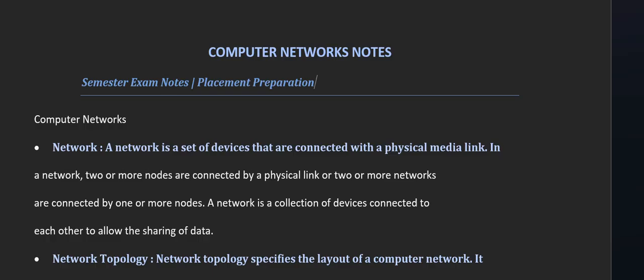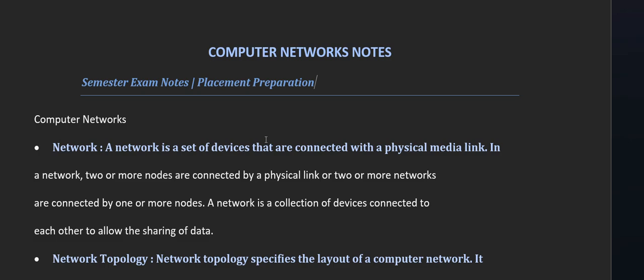So I think most of the people have an idea about this network concept, but I'm just giving you a brief introduction. A network is a set of devices that are connected with a physical media link. In a computer network, two or more nodes are connected by a physical link, or two or more networks are connected by one or more nodes. So a computer network is nothing but a collection of devices connected to each other to allow sharing of data.